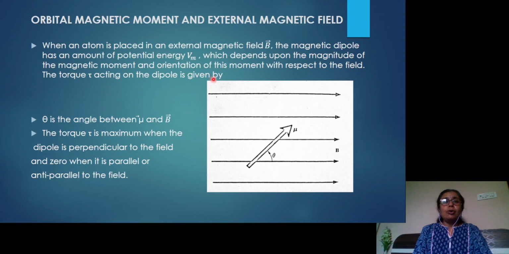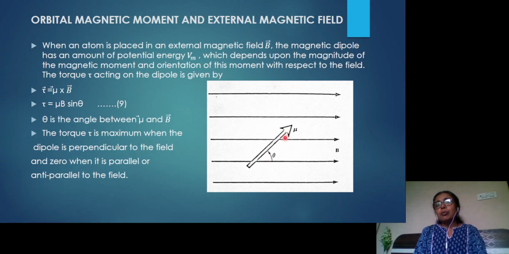So the torque tau which acts on the dipole is given by the cross product of the magnetic moment and the applied magnetic field. So vector tau is equal to the cross product of vector mu and vector B, where B bar is the applied external magnetic field. In magnitude we can write that tau is equal to mu B sine theta, where theta is the angle between the magnetic moment and the applied magnetic field.